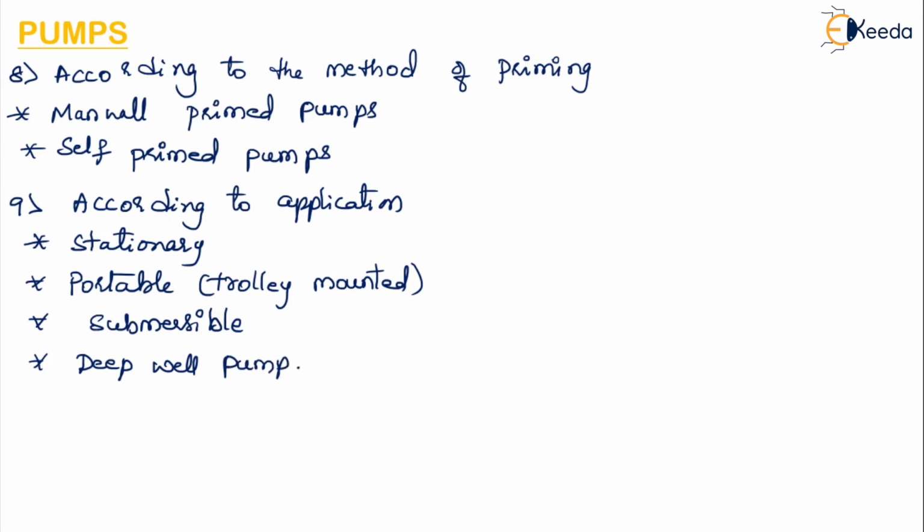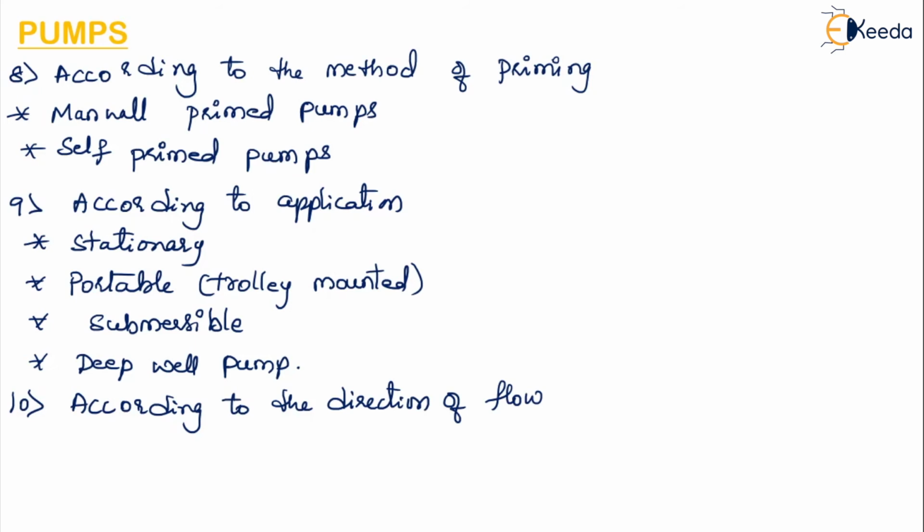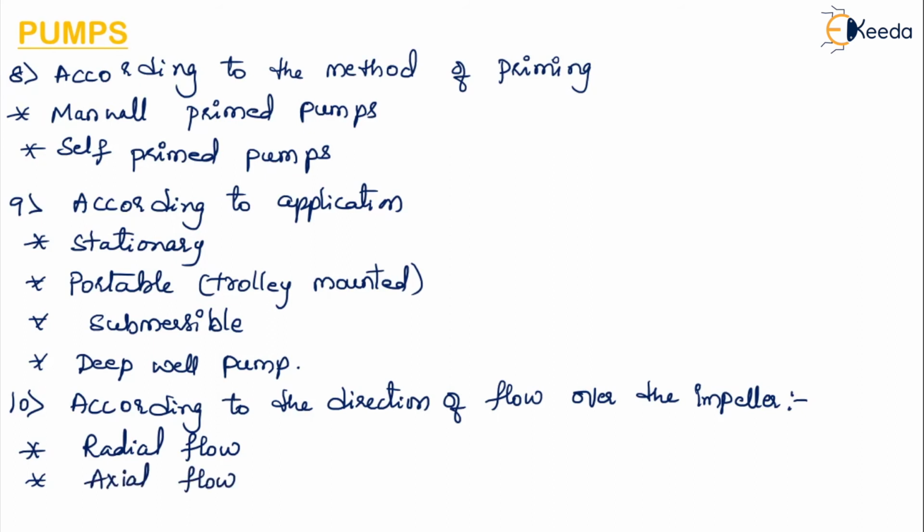Okay. Now, according to the direction of flow over the impeller, they are classified as radial flow, then axial flow, and mixed flow.